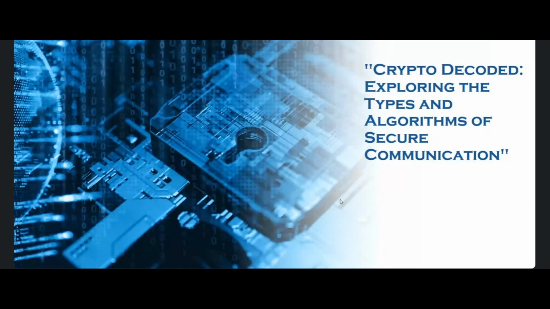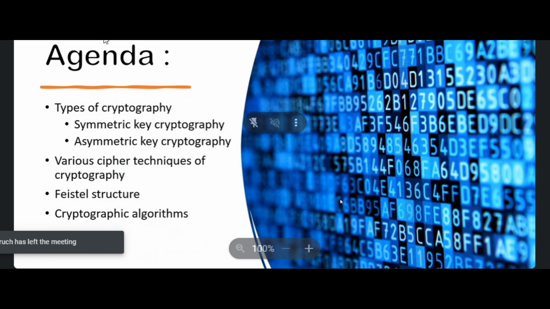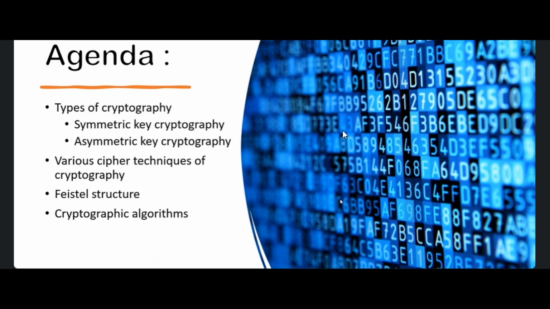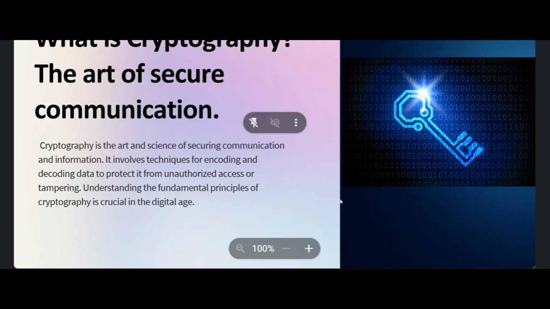So what is cryptography? In Greek, crypto means hiding or secret and graphy is writing. So cryptography is writing in secret, and if we have to hide information, we use cryptography. Cryptography is the art and science of securing communication and information. It involves techniques for encoding and decoding data to protect it from unauthorized access. We want to hide any message or data because others should not access it, so we use cryptography.